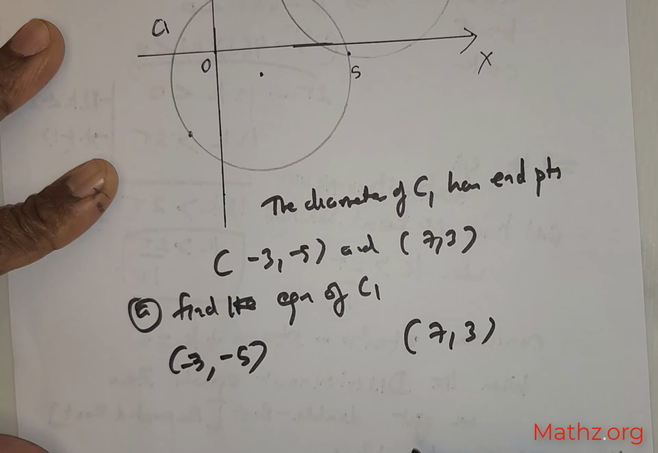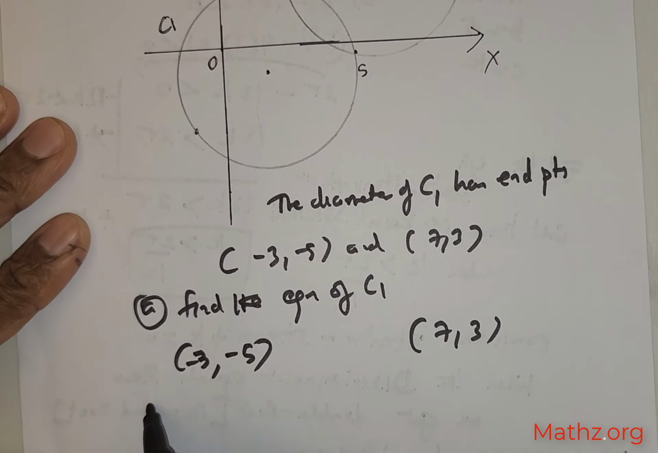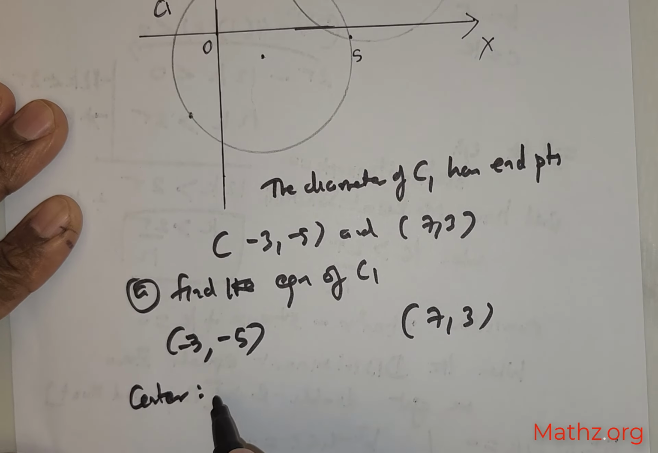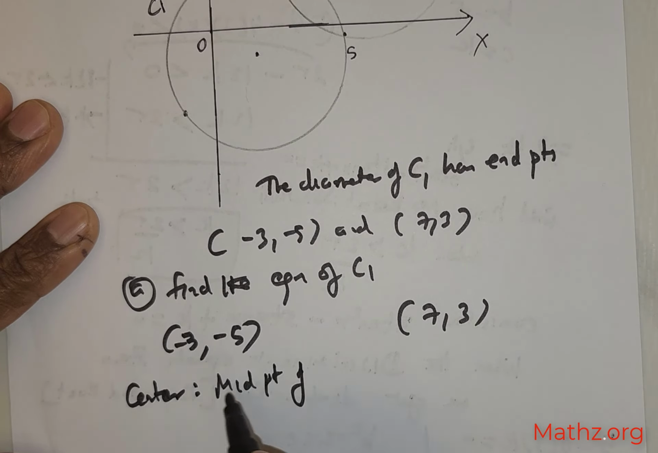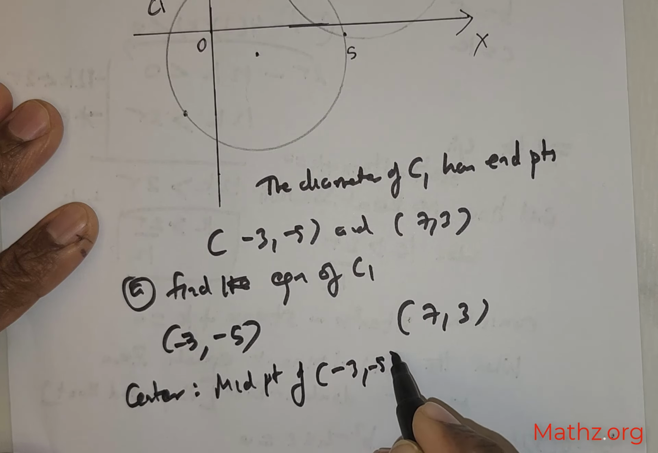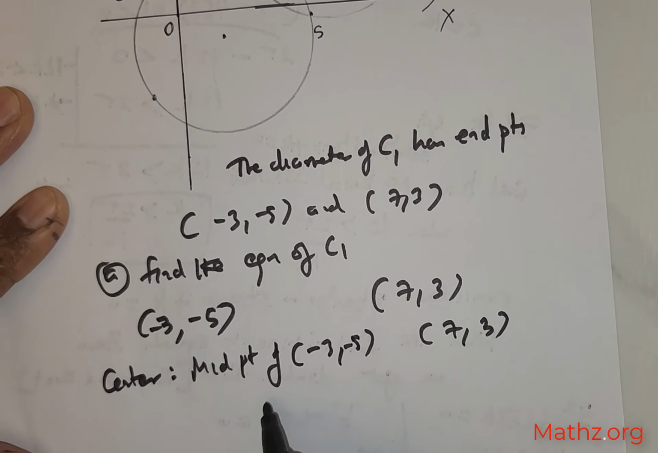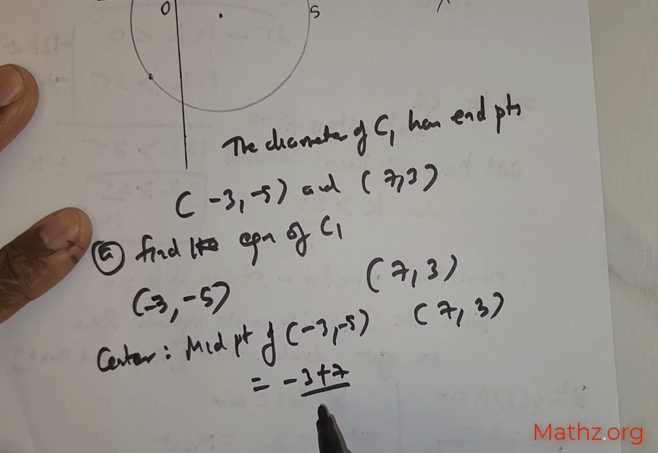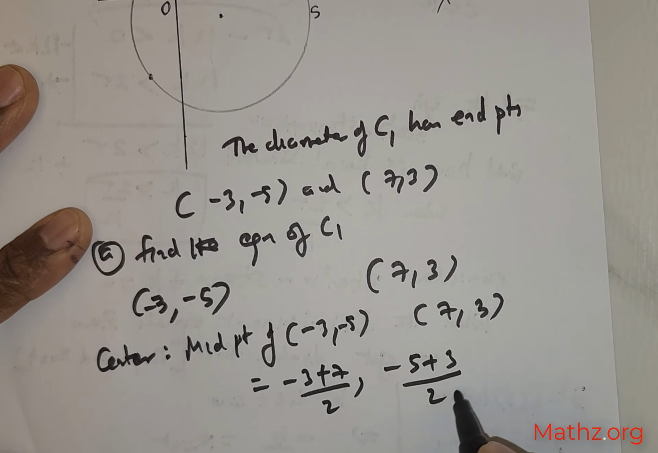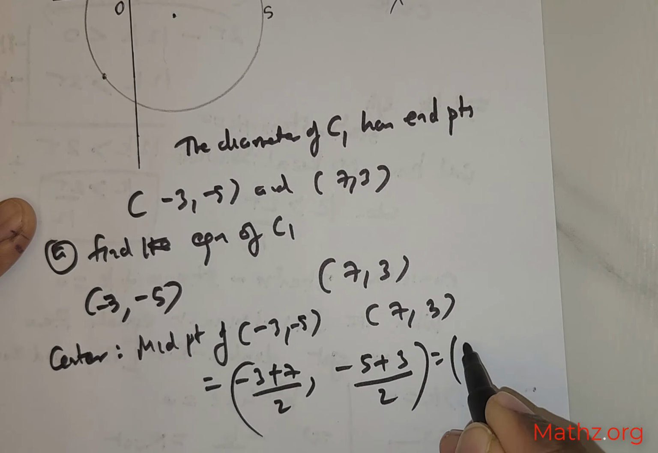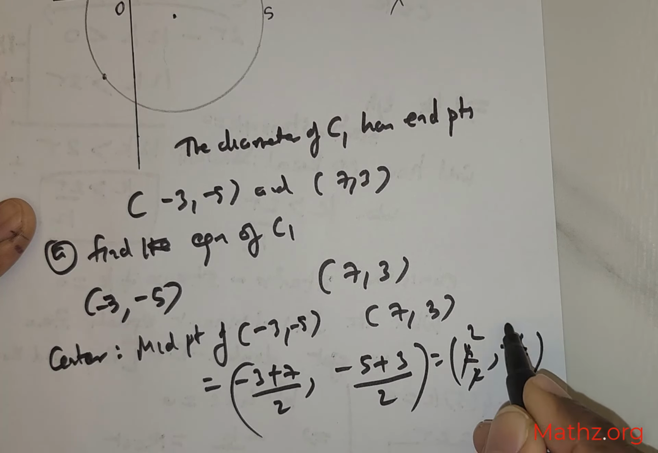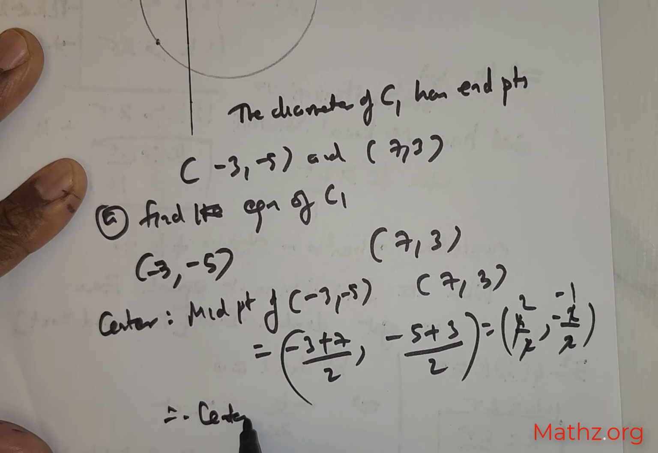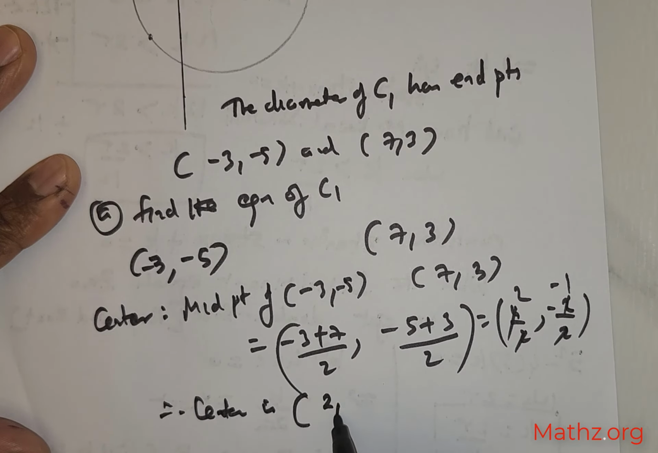So foremost, what I wish to do is I would like to get the center. Right, to get the center we calculate the midpoint of say -3, -5 and 7, 3. So that's going to be -3 positive 7 divided by 2, -5 positive 3 divided by 2. This is 4 over 2 and this is -2 over 2. This is 2 and this is -1. So therefore the center is 2, -1.